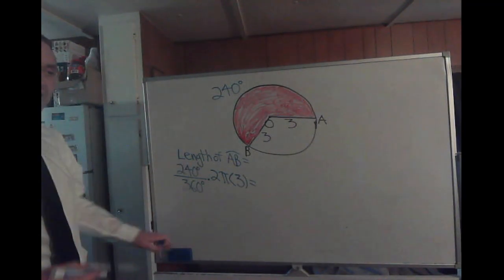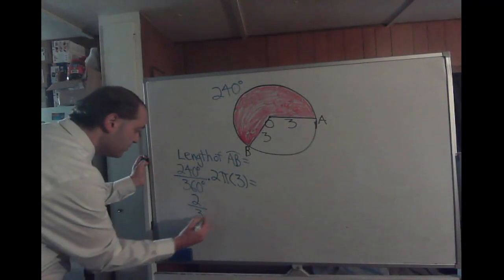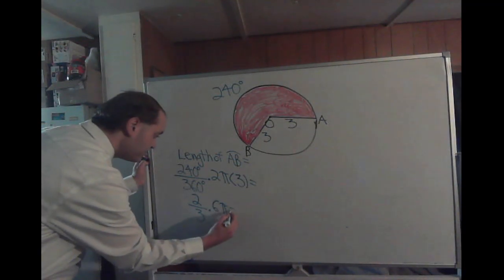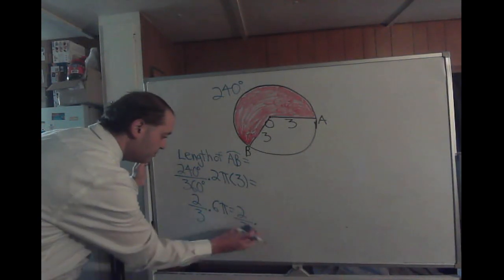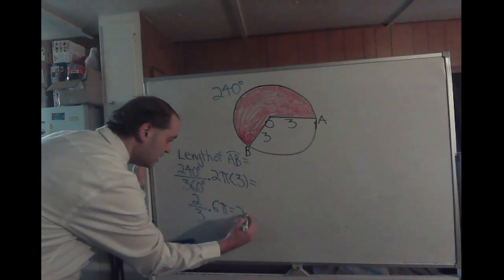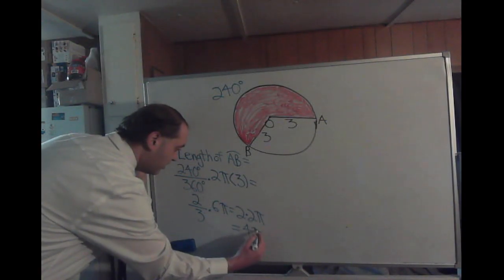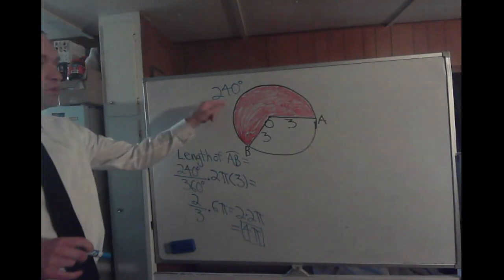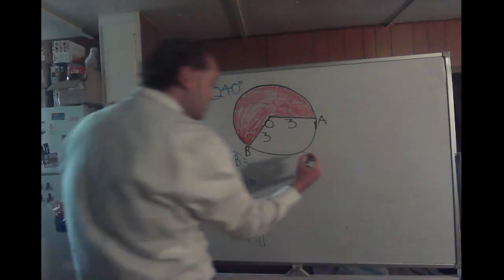So 240 out of 360, that's 2/3 of the circle. So we have 2/3 times 2 pi times 3, that'd be 2/3 times 6 pi. The 3 and the 6 cancel out, so that would equal 2 times 2 pi, which would give you the length of arc AB would be 4 pi. So the length of arc AB in this case would end up being 4 pi. Now we need to find the area of sector AOB.